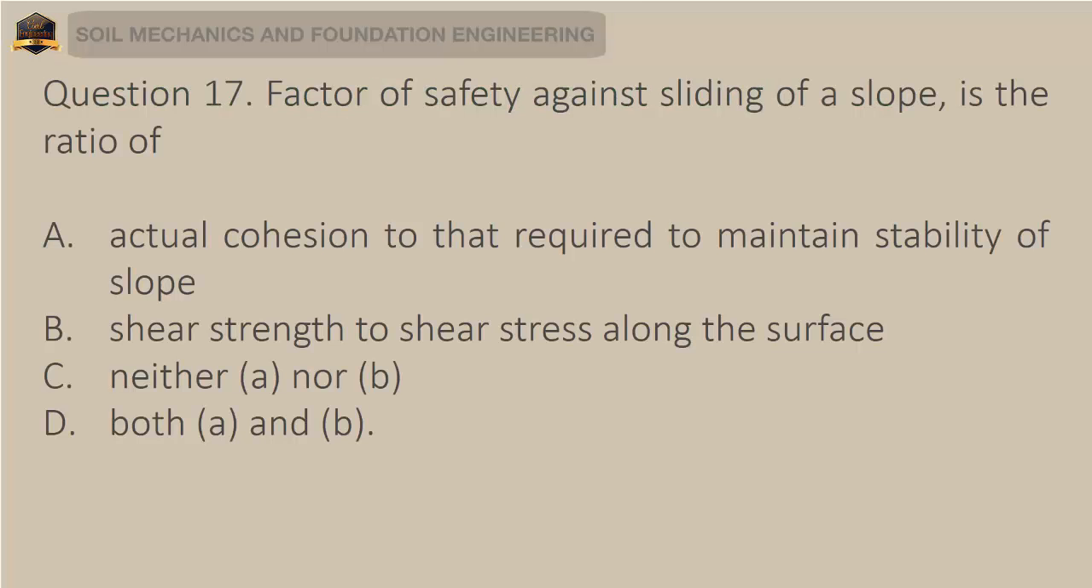Question 17. Factor of safety against sliding of a slope is the ratio of A. Actual cohesion to that required to maintain stability of slope. B. Shear strength to shear stress along the surface. C. Neither A nor B. D. Both A and B.